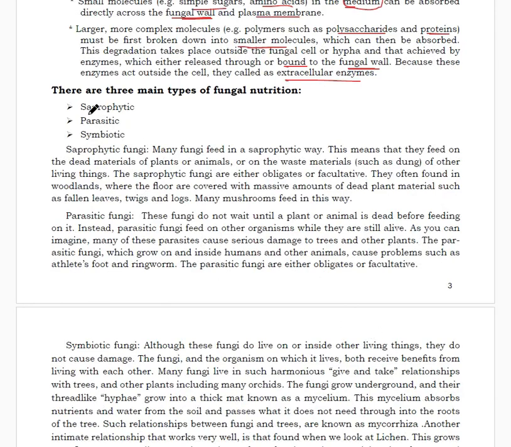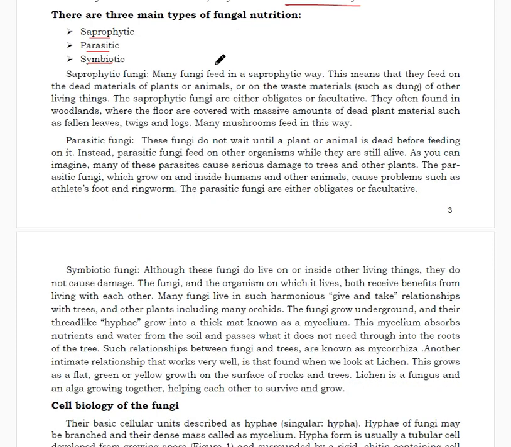Okay, so what are the types of fungi? They are saprophytic, they can be parasitic, they can be symbiotic. So saprophytic fungi, as the name says, feed on dead materials of plants or animals, or on some waste materials such as dung. Okay, and they are either obligate or facultative. Obligate means compulsorily, facultative means changing according to the situation. They are found in woodlands where the floors are covered with massive amounts of dead plant material such as fallen leaves, twigs and logs, and many mushrooms feed in this way.